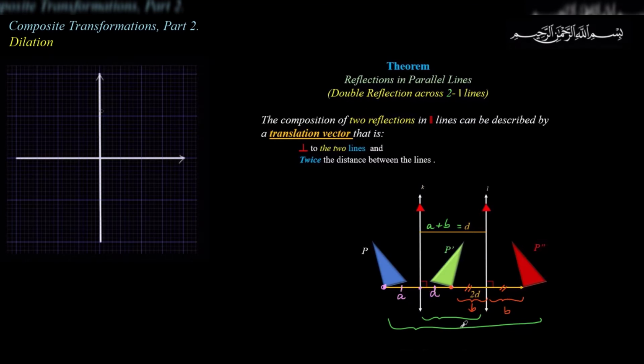Right? So it's basically twice the A plus B, like that. So you can see intuitively, easily prove that in fact the length of the vector is going to be two times the distance between the two lines.